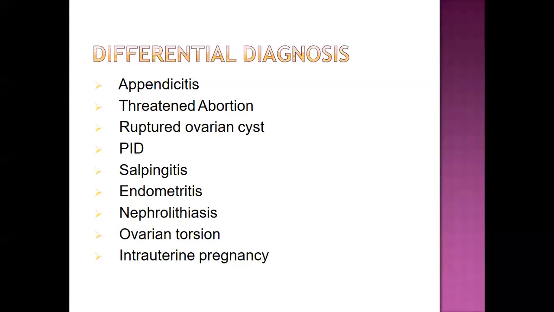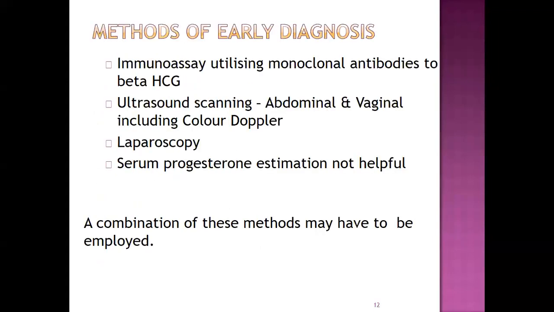Nephrolithiasis, as you know, when there is any obstruction or a stone in the kidney, it gives severe pain, but there is no history of amenorrhea or PV bleeding. Yes, there is syncope and severe pain. Ovarian torsion also doesn't have amenorrhea or PV bleeding. Then intrauterine pregnancy, which could be threatened or an incomplete miscarriage.